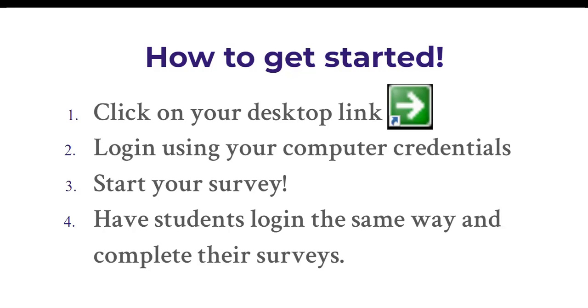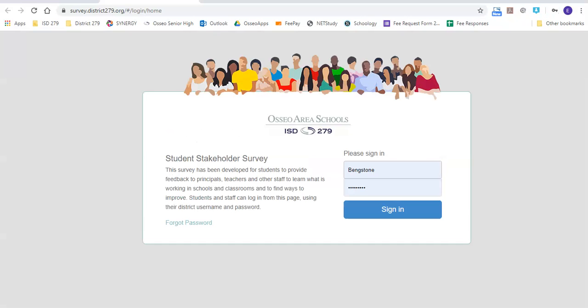So to access your survey, the first thing you'll do, if you're on your desktop, there is a green icon with an arrow in the middle that says Student Survey. If you click on that icon, it's going to bring you to the platform, which is web-based. So this is what will pop up for you. To sign in, you'll just use your same credentials you use to log into your computer.